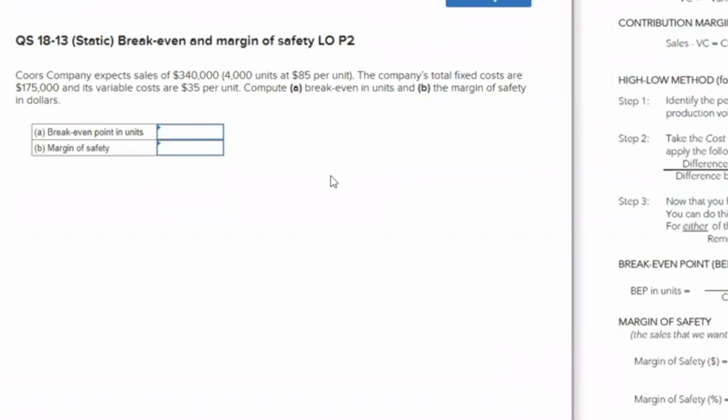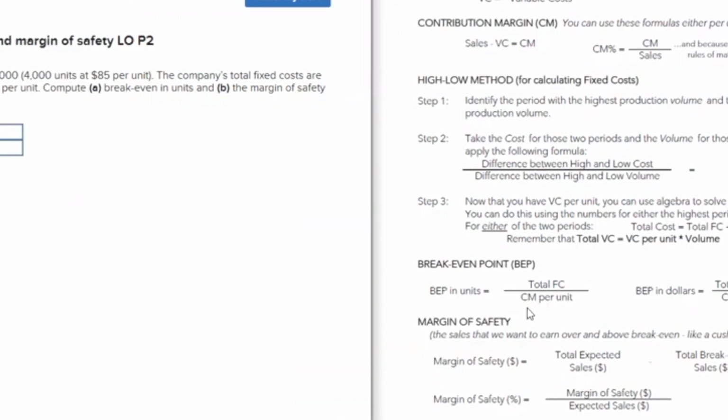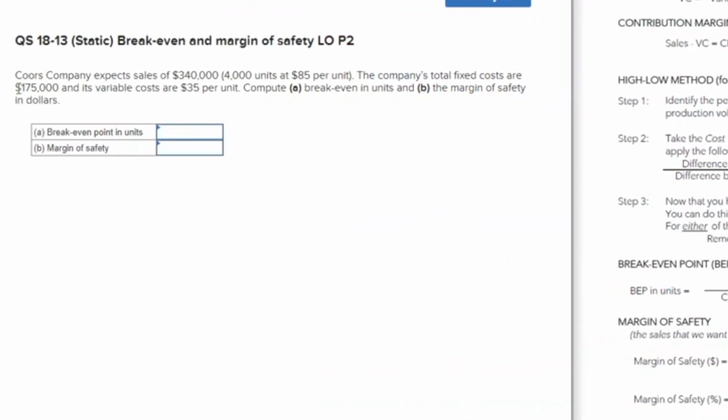Let's just try to figure this out. What's the break-even point in units? So look back at your formula. Fixed cost divided by contribution margin per unit. Fixed costs are 175. The contribution margin per unit, that's $50 per unit. So that's my denominator. So if I take 175,000, which is my total fixed cost, 175 divided by, what was it, $50 a unit? It's 3,500 units. I've got to sell 3,500 units to break even.